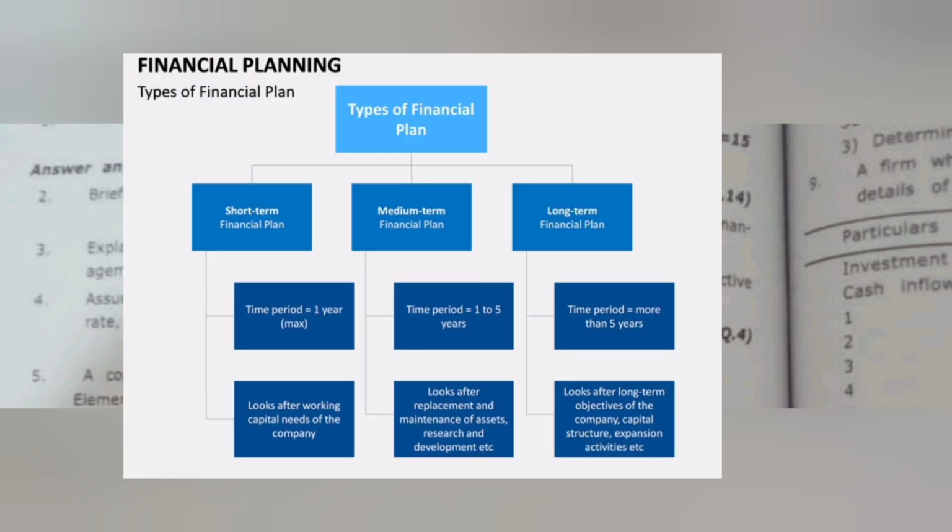To know more in detail, there are short term, medium term, and long term financial planning. The short term will be of 1 year. It only looks at the working capital need of the company. Medium term belongs to 1 to 5 years. It looks after the replacement and maintenance of the asset. Long term is the period after 5 years, where they discuss only the long term objectives of the company, capital structure, expansion activities, everything.